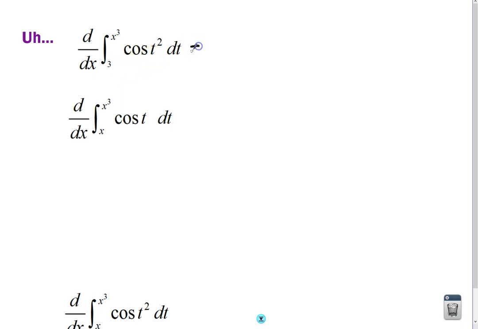All right, so this is going to be the cosine of x cubed squared times the derivative of my upper bound. And so this becomes 3x squared cosine x to the 6th. Like usual, I forgot to mention, if you want to try this out on your own and see how this goes, and then come back, you're more than welcome to. Give it a try, and make sure you get the same thing that we have. Okay?